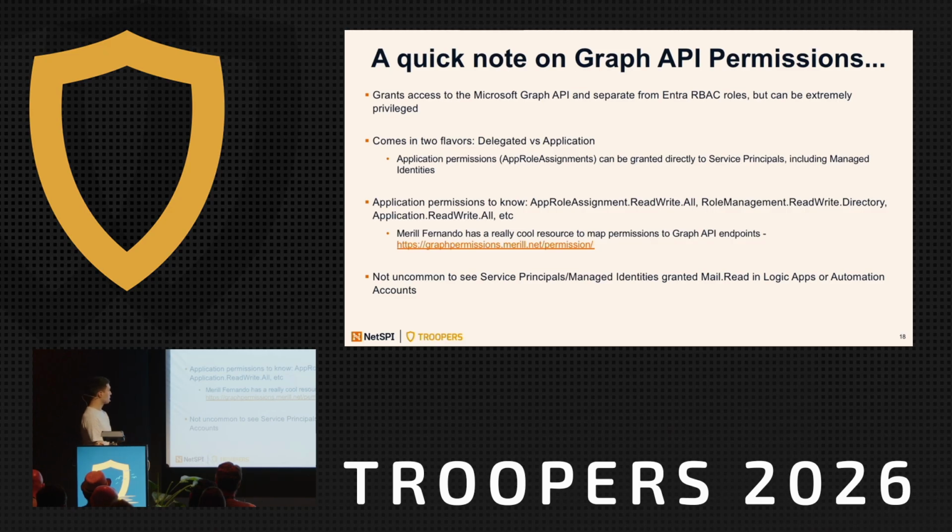Also, there's a really cool resource from Merrill in the community, who is no longer at Microsoft, but he has a great Graph permissions mapper where you can specify a permission that you're looking at, and it'll map it to the Graph API endpoint that, in theory, you should be able to call. So a really cool resource if you've never looked at that before.